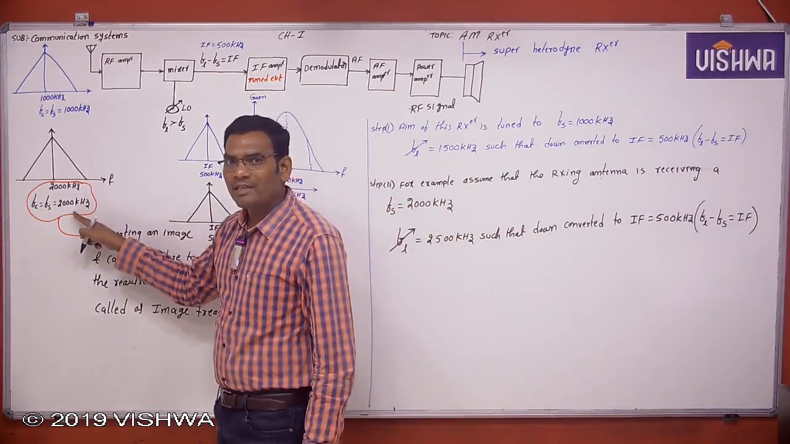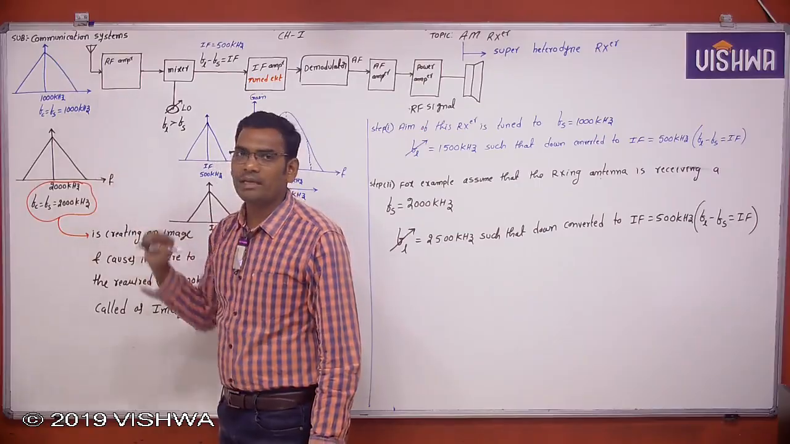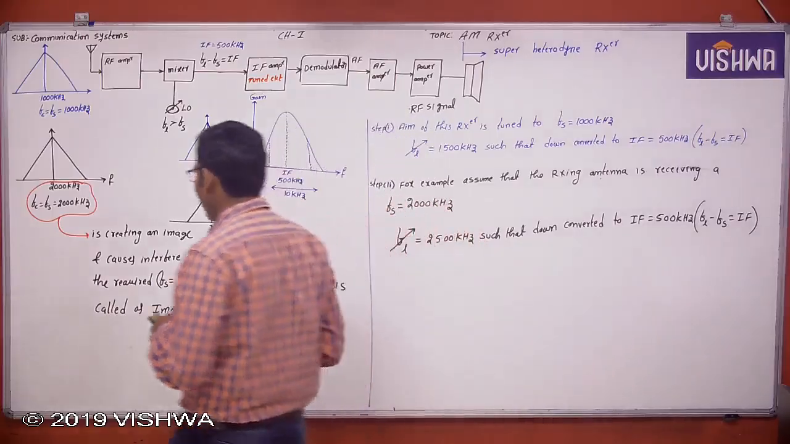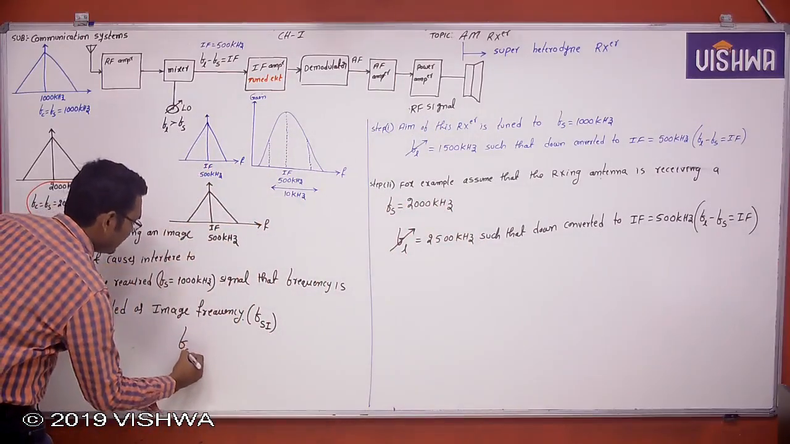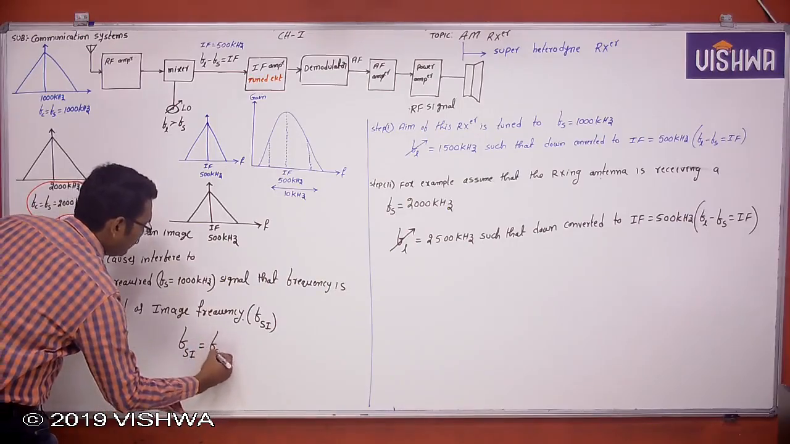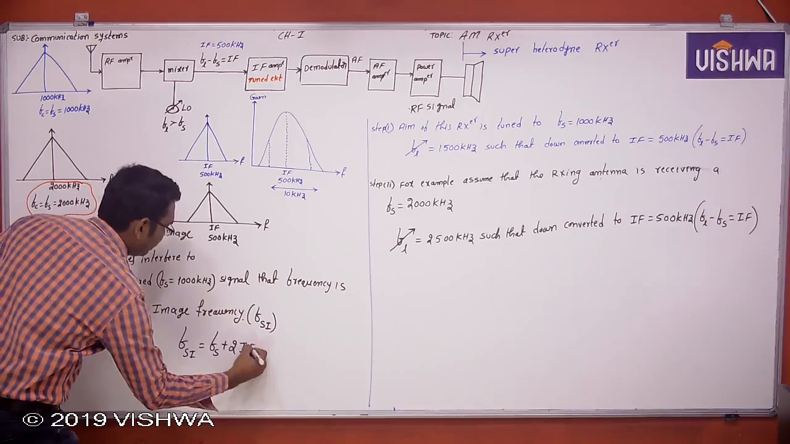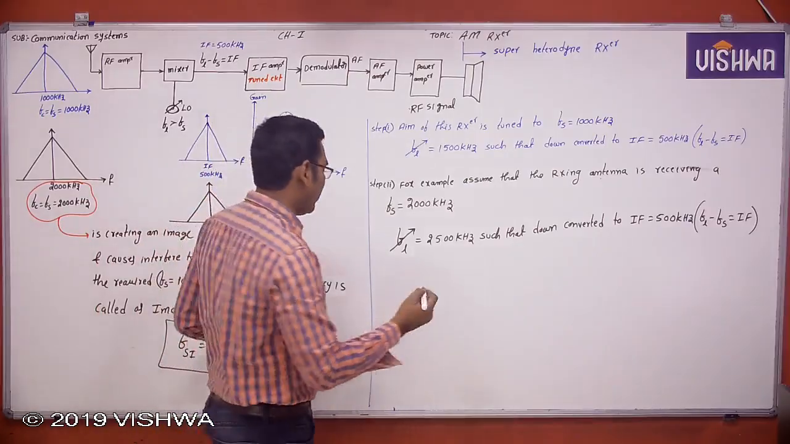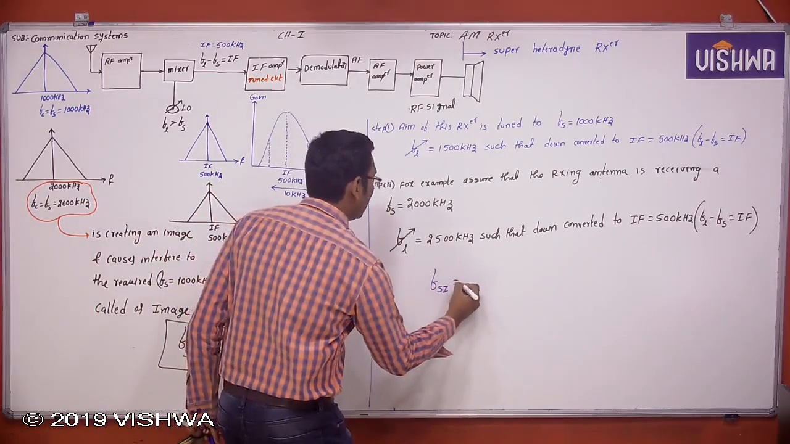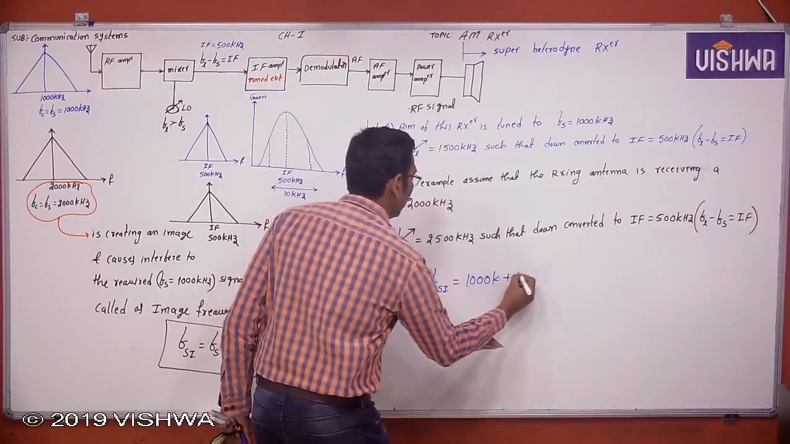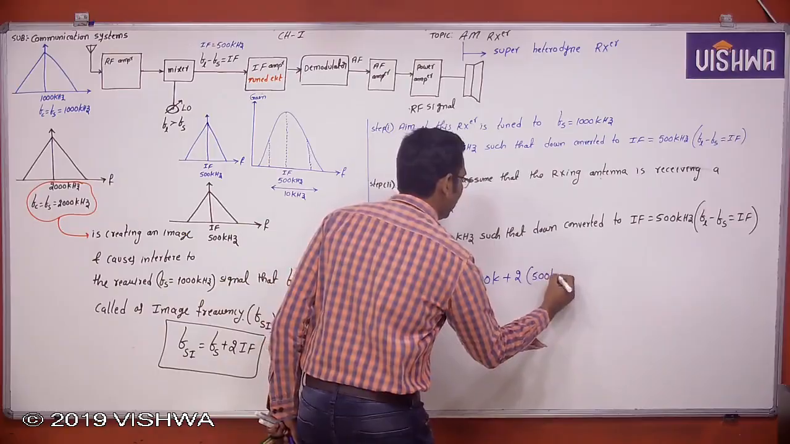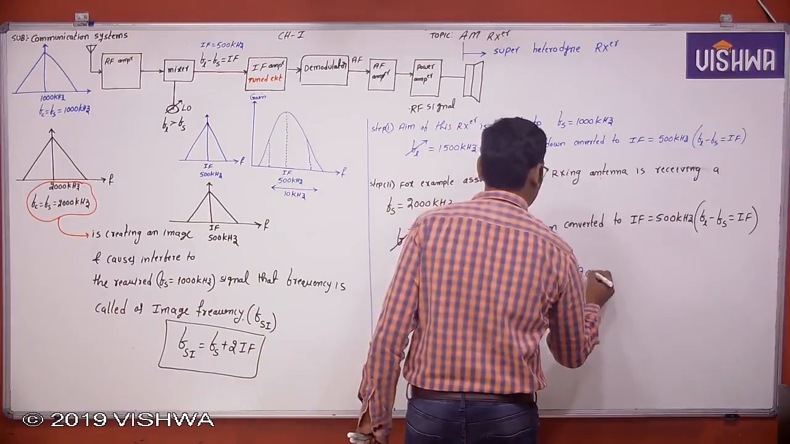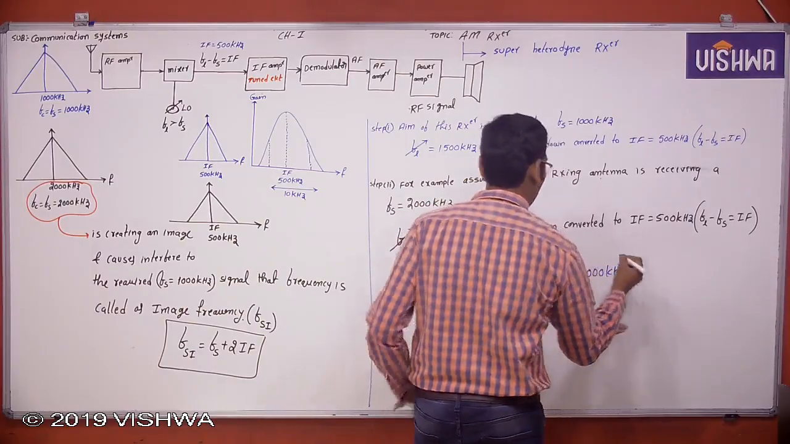Therefore, this 2000 kHz signal is causing interference to the required signal. Now that 2000 kHz signal is called image frequency, represented by FSI, and this image frequency is calculated as FSI equal to Fs plus 2 into IF. See here, FSI is equal to Fs, 1000 kilo, plus 2 into IF, 500 kilo, which is equal to 2000 kHz, the image frequency. Okay, note down this.